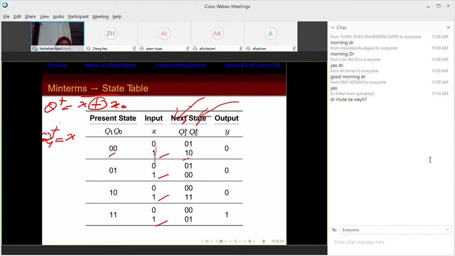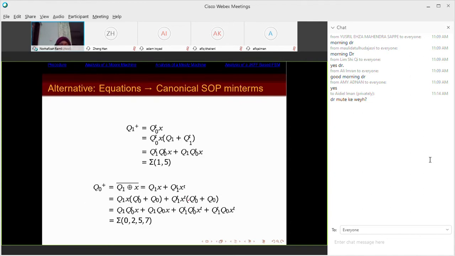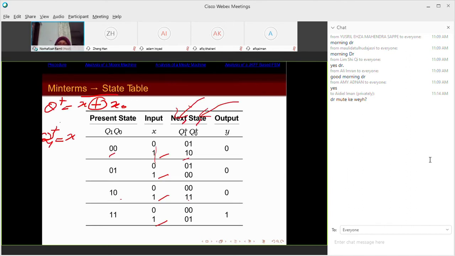Whereas for Q0 plus, it is Q1 exclusive NOR with X. So you got 1, 0, 0 is 1. And then what? 1, 0 is 0. 0, 0 is 1. 10 is 0, 01 is 0, 11 is 1, this is 1, right? And so on. So once you get the state table, what happened there?